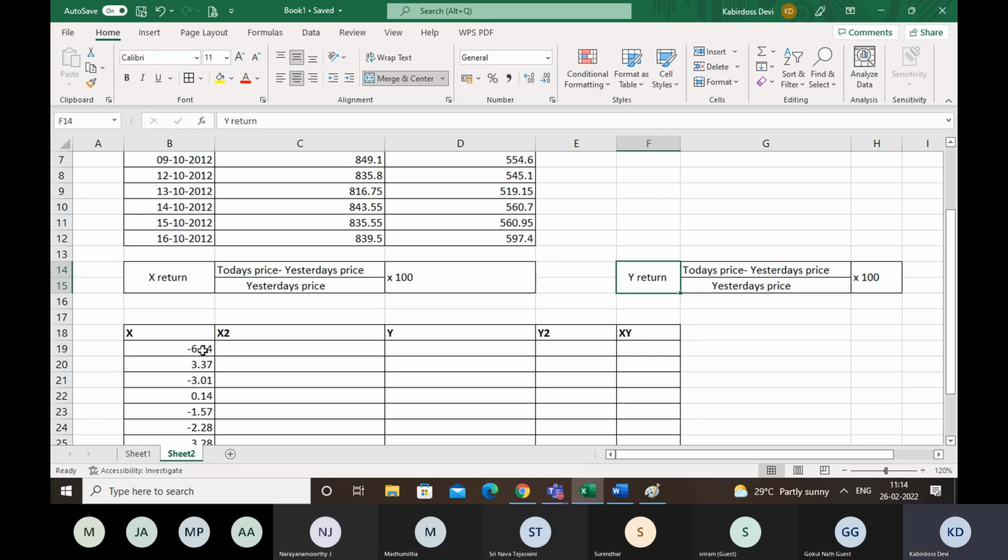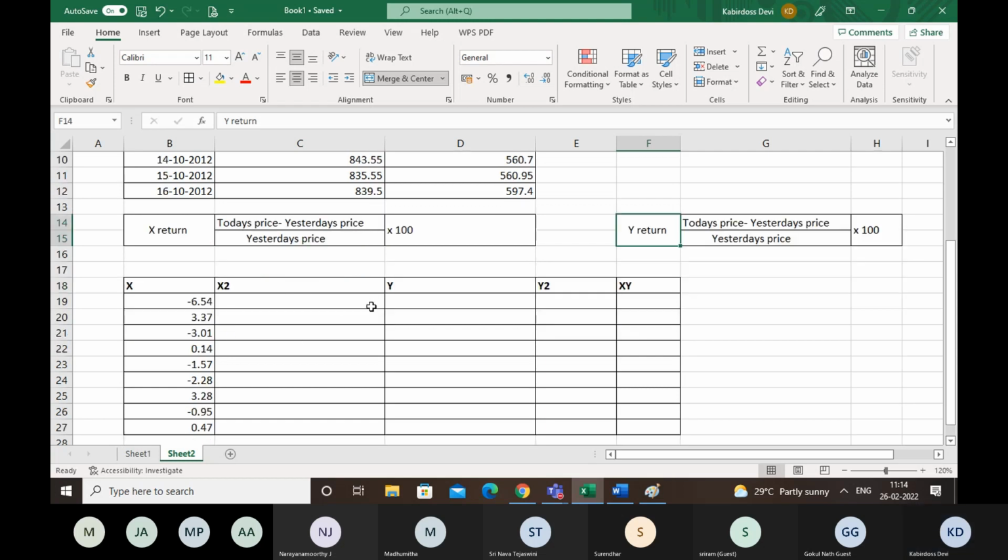Have you taken down? So take the values also. Minus 6.54, 3.37, minus 3.01, 0.14, minus 1.57, minus 2.28, 3.28, minus 0.95, 0.47. So this is the x value we have identified.